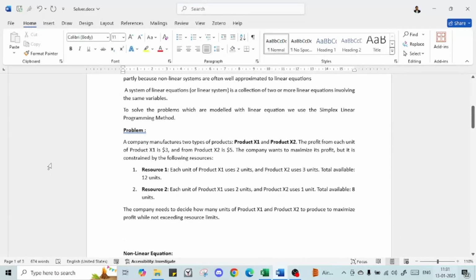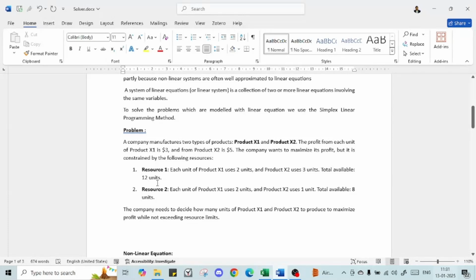So let's get to a sample problem. A company manufactures two types of products, product X1 and product X2. The profit from each unit of product X1 is $3 and from X2 is $5. The company wants to maximize its profit. What is our objective here? To maximize our profit. But it is constrained by the following resources.